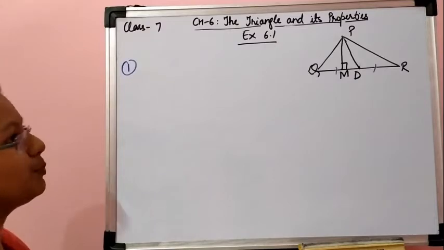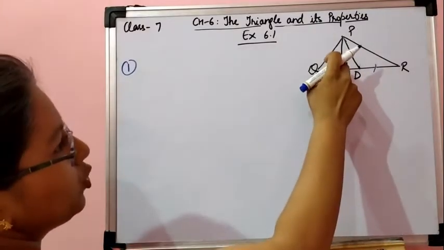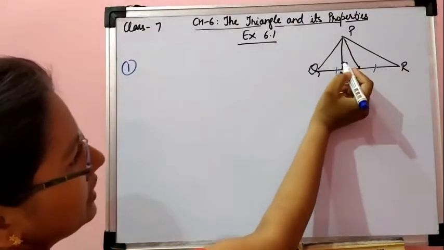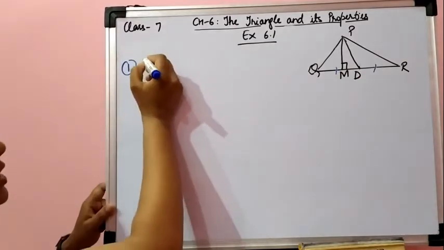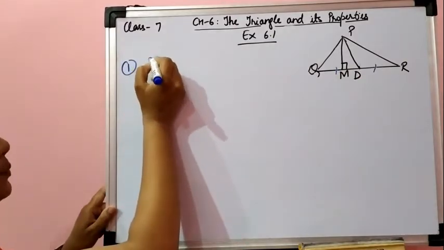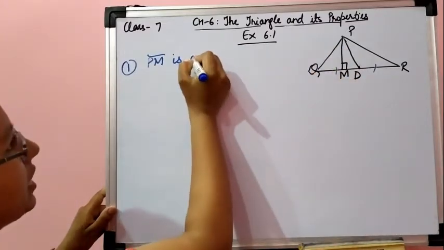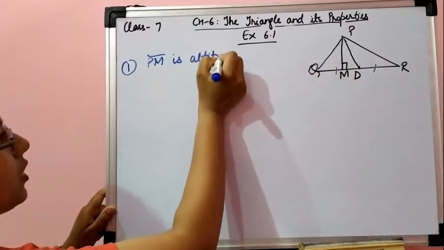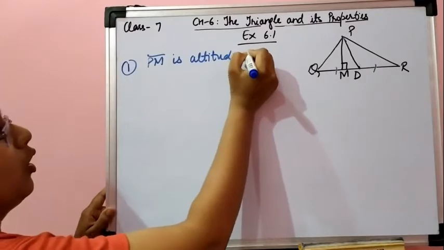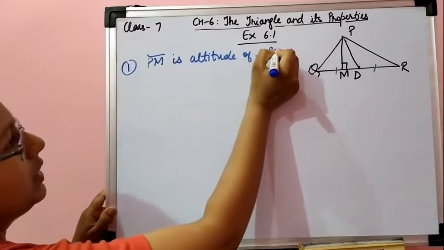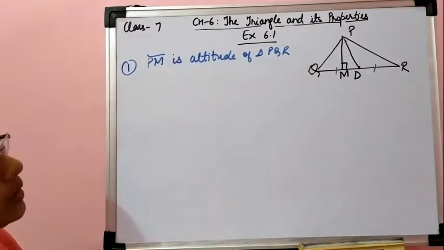Now the question is PM is. PM को हम क्या बोलेंगे? As you all can see that 90 degree is here. Therefore PM is, इसको हम क्या बोलेंगे? यहाँ 90 डिग्री होता है, is altitude. Altitude of triangle PQR. Okay.